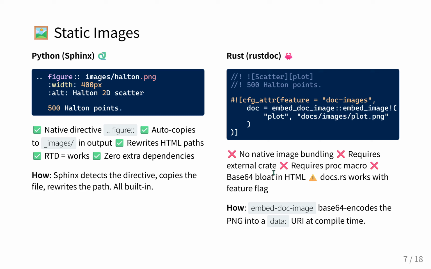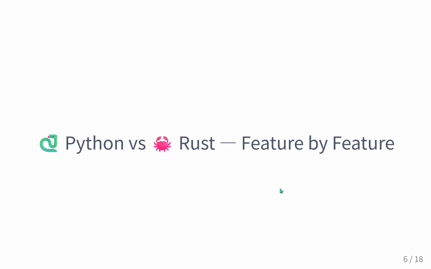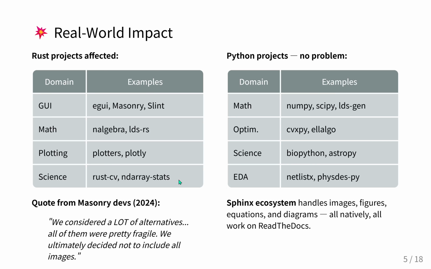Yeah, the source mentions a striking quote from 2024, right? From the developers of the Rust GUI framework, Masonry. Right. They stated very clearly, we considered a lot of alternatives. All of them were pretty fragile. We ultimately decided not to include all images. A framework designed specifically for building visual interfaces had to abandon visual documentation because the pipeline friction was just too high. That is wild. It is.